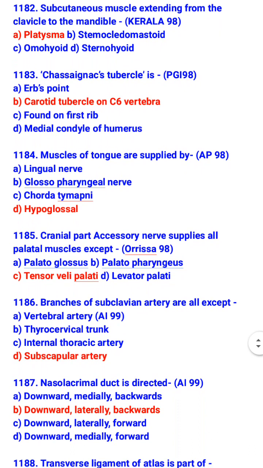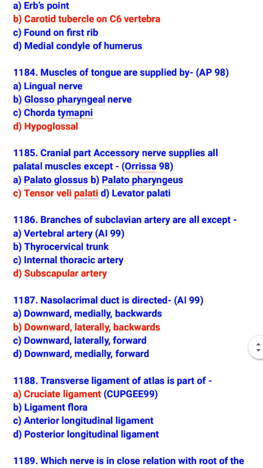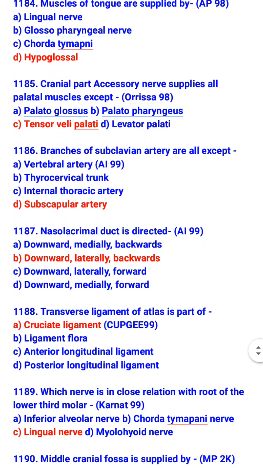Cranial part of accessory nerve supplies all palatal muscles except tensor veli palati. So the cranial part of accessory nerve supplies palatoglossus, palatopharyngeus, levator palati, but not tensor veli palati. Branches of subclavian artery are all except subscapular artery. So the branches of subclavian artery are vertebral artery, thyrocervical trunk, and internal thoracic artery. Nasolacrimal duct is directed downward, laterally, and backward.